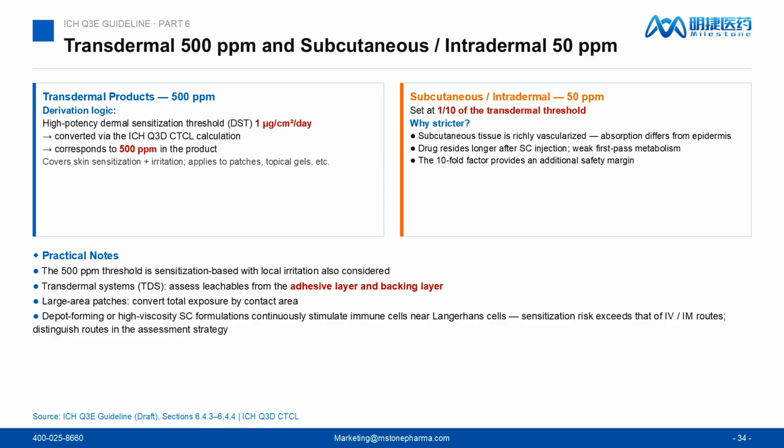Sensitization is the binding worry for skin products because allergic contact dermatitis is a lifelong, T-cell-mediated memory. Then, using the conversion methodology from ICH Q3E, the CTCL calculation, that surface-based dose converts into a concentration in the product, 500 ppm. It covers both sensitization and irritation.